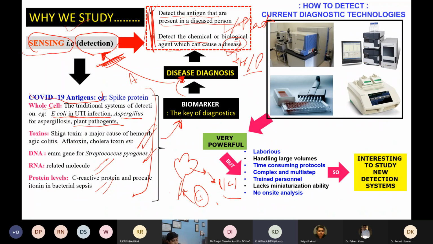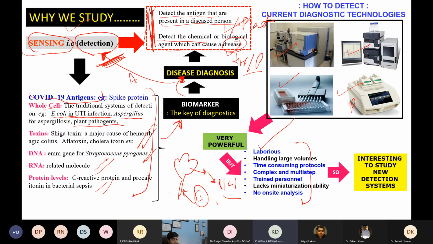So anyway, the point is what? These are very powerful systems. You can see here ELISA, HPLC and so on, PCR. These are extremely powerful systems, but I never said that the conventional methods are not good. They are very good, but still there is always a possibility to improve the system. So how to improve? What are the points which bring the upper hand compared to the conventional system for sensors?